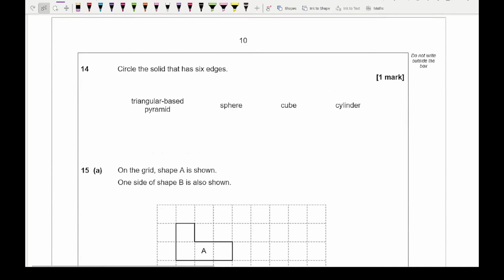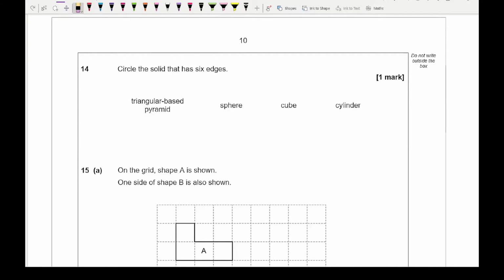Moving on to question 14, it says circle the solid that has 6 edges. Now, edges is basically the number of straight lines, so the correct answer is going to be a cube. Now, triangle-based pyramid only has 6. Well, no, that is correct, so that one is the one that we want.